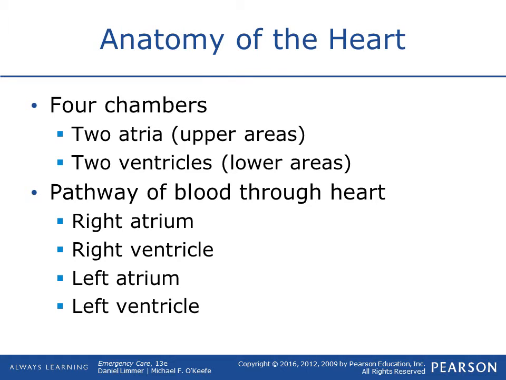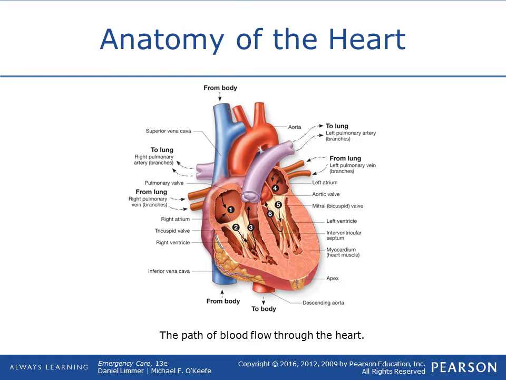The heart is comprised of 4 chambers: the 2 atria, which are the top chambers of the heart, and the 2 ventricles, the lower chambers. As the blood flows through the heart, it returns from the rest of the body into the right atrium. From the right atrium, it goes down into the right ventricle. From the right ventricle, it pumps blood into the lungs. From the lungs, it comes back into the left atrium, and then from the left atrium to the left ventricle, and then throughout the rest of the body.